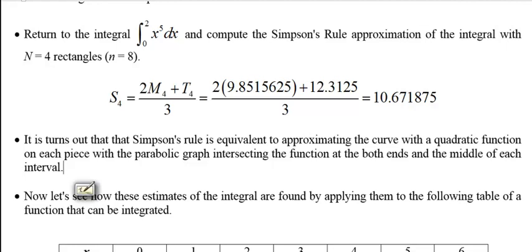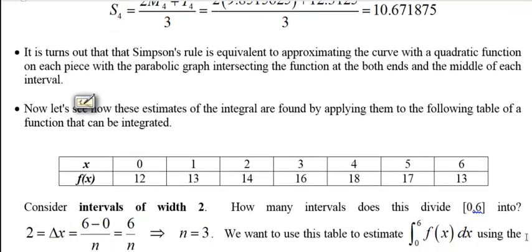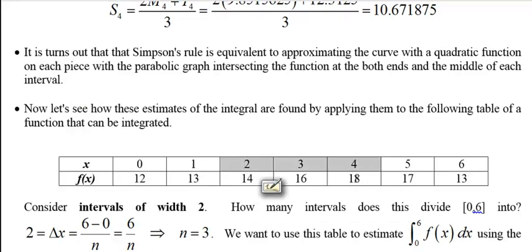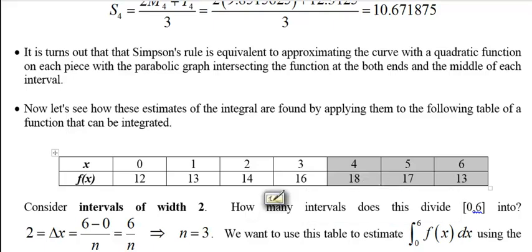So let's see if we can put all this stuff to work for us. So here's the table, and let's assume that this function is integrable, that the limit that defines the integral does exist, and we have a set of data here. Notice there are actually 7 data points, but I want to do it in intervals of width 2. So 0 to 2 is going to be one interval. From 2 to 4 is a second interval. And from 4 to 6 is a third interval. So that means you're going to have 3 intervals.